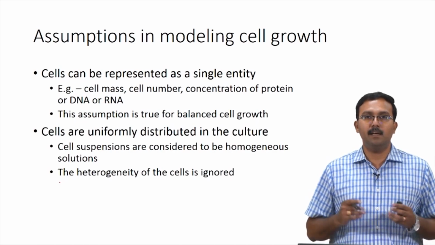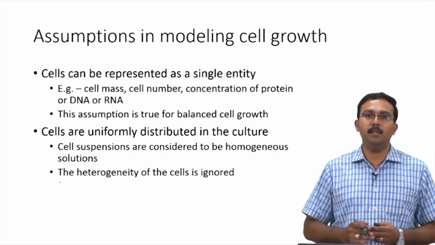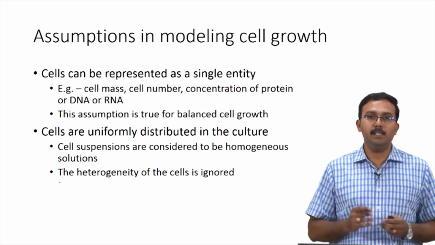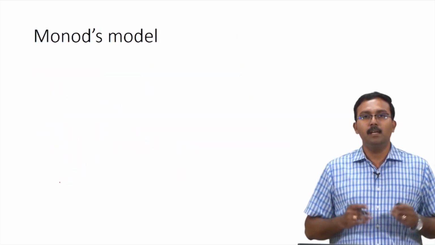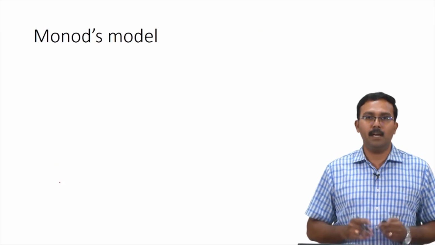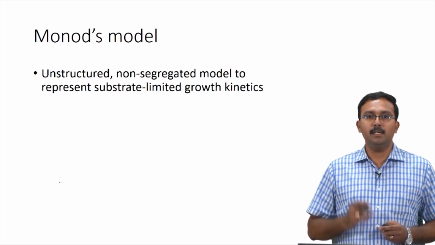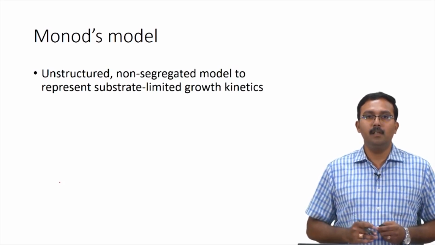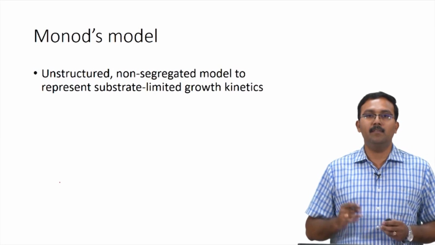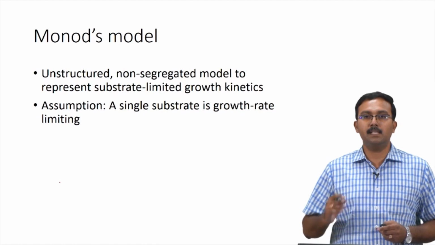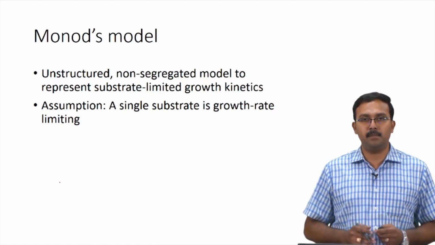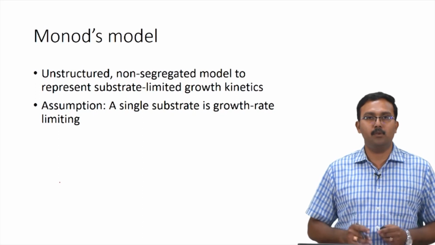So, cell suspensions which are actually heterogeneous are considered to be homogeneous solutions, and the heterogeneity among the cells themselves is also ignored when we perform this type of modeling. As I mentioned, the Monod model is one such model which is very popular and it is consistently used for describing cell cultures. This is an unstructured non-segregated model which is used when you have substrate limited growth kinetics. You assume that a single substrate is actually the growth limiting substrate and the modeling is performed based on that.